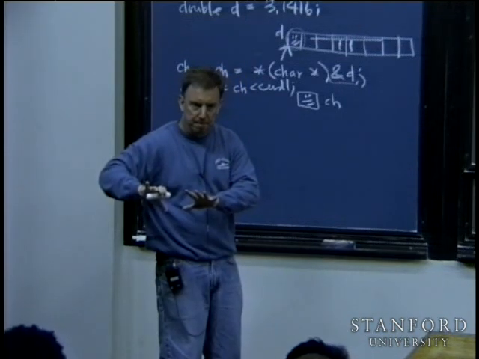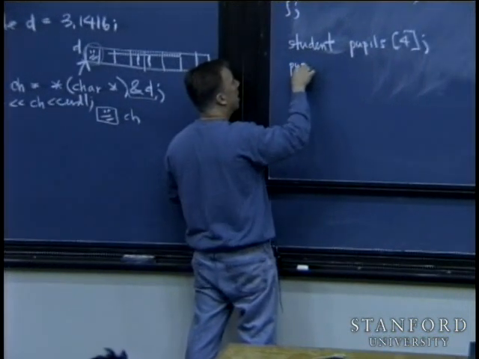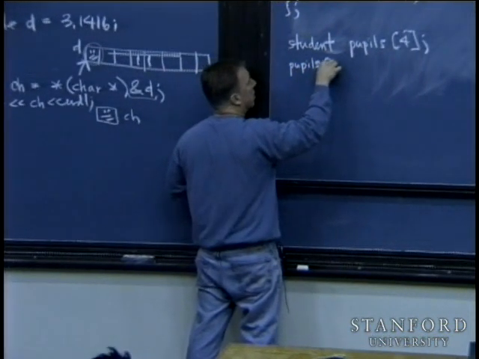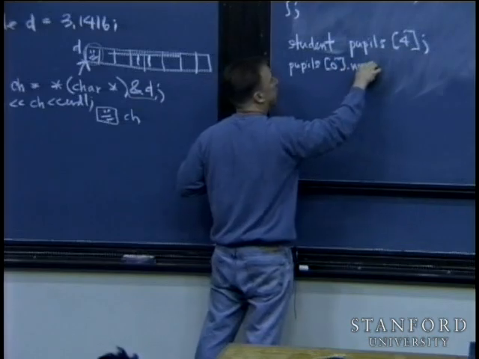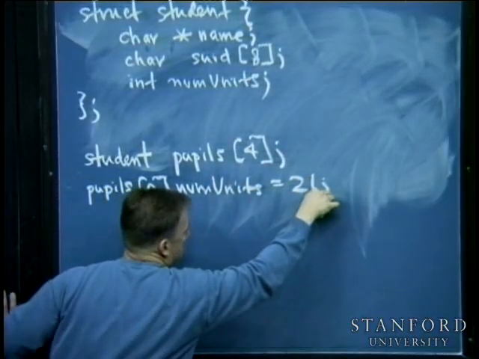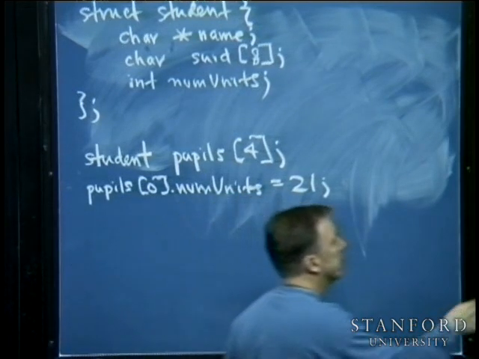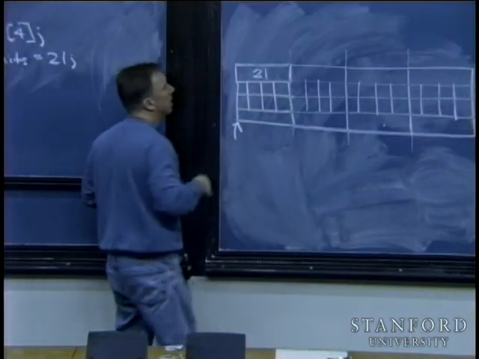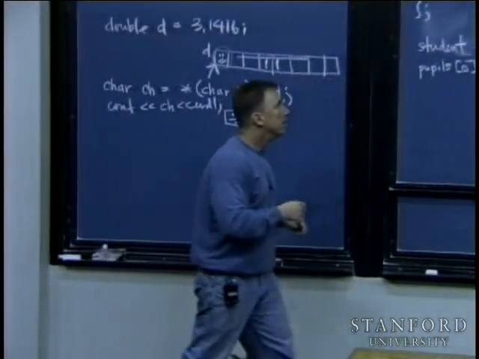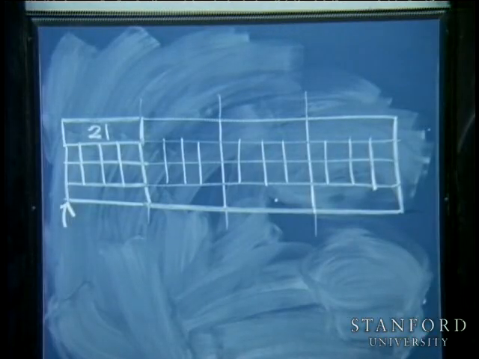So when I do this, pupils of 0 dot num units equals 21, you know that 21 goes somewhere, and this isn't too bad. You know it's going to go in the space that's dedicated to the num units field of the very first student struct. Okay?